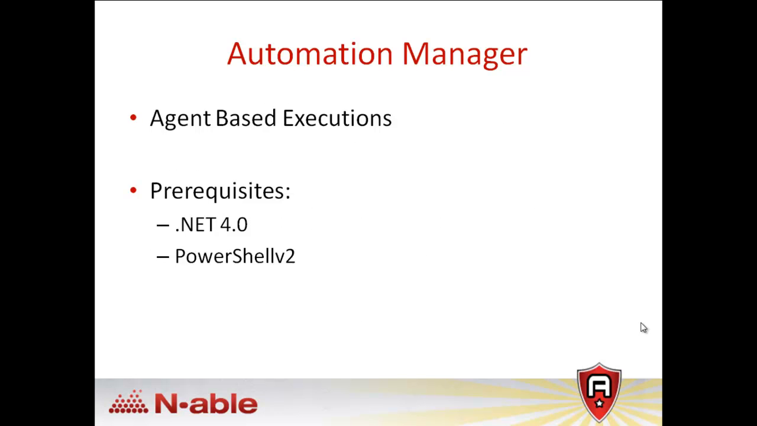A few noteworthy points is that the Automation Manager today is agent-based execution, which ultimately means that you're able to deploy these automation policies to remote devices that already have a Windows agent installed. We will be opening up probe-based executions within later versions of the Automation Manager. From a prerequisite standpoint, the remote devices that you'll be executing the automation policies on must have .NET 4.0 installed, as well as PowerShell version 2.